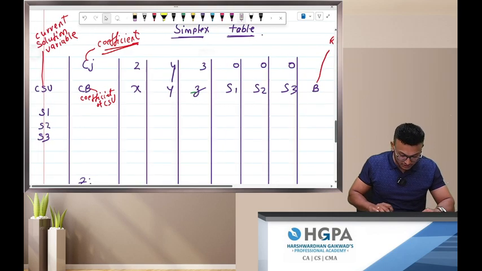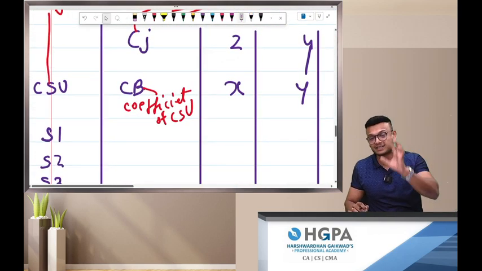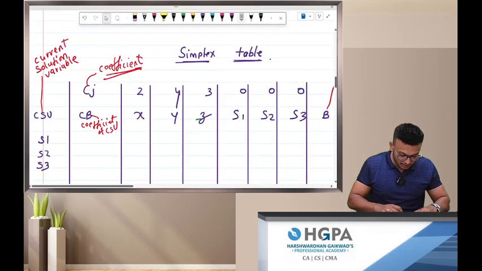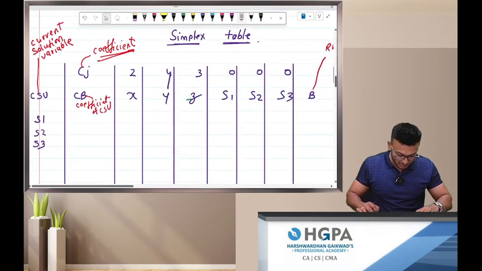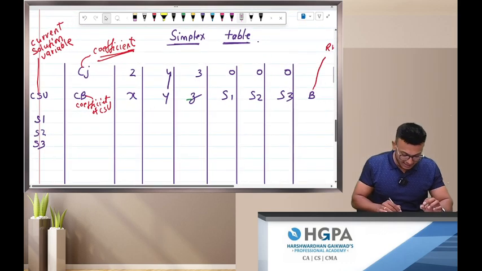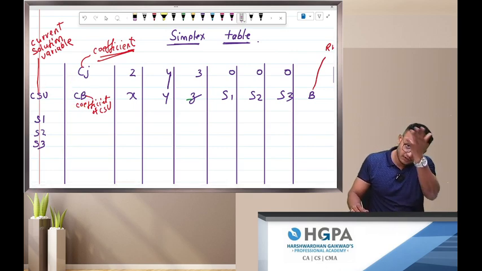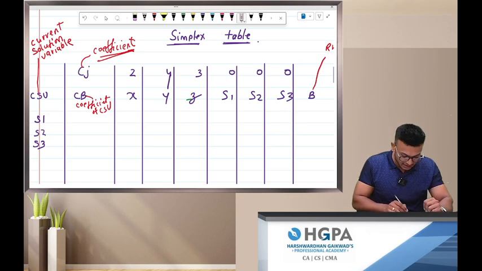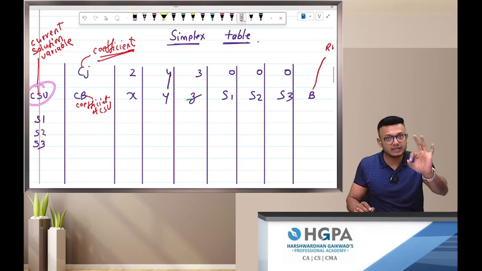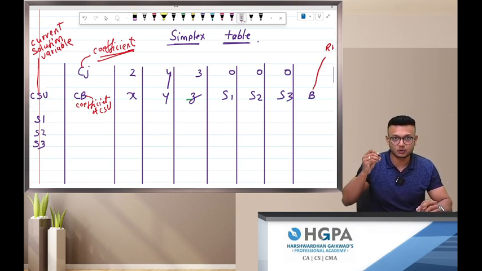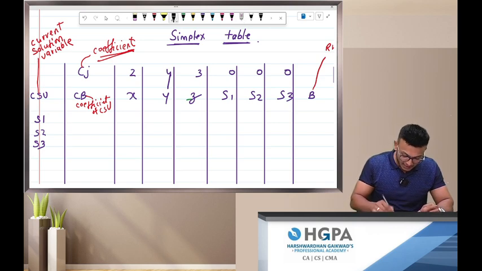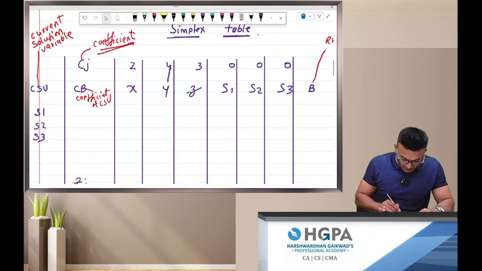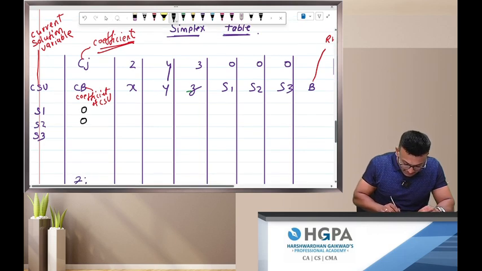In the second table, we start with something called CSV, the full form being current solution variable. Adjacent to it is something called CB, the coefficient of CSV. The three variables will come over there: S1, S2 and S3. The coefficients used over there were 0, 0 and 0.